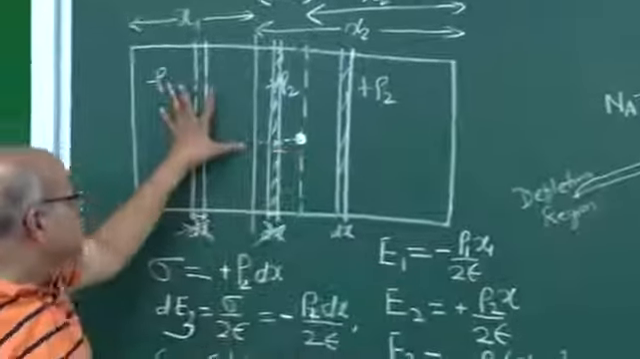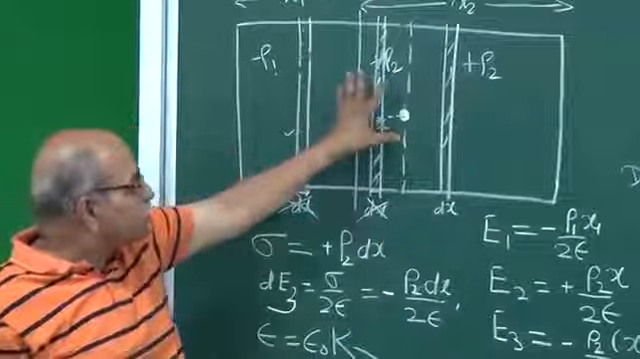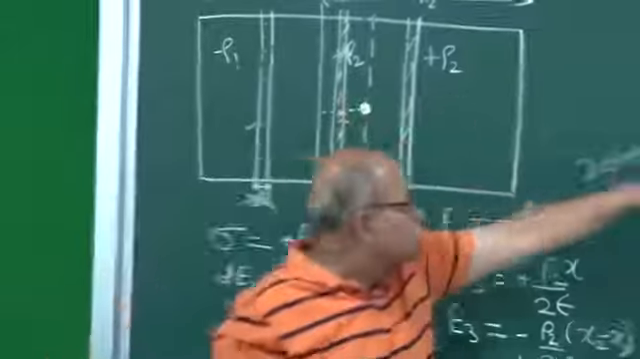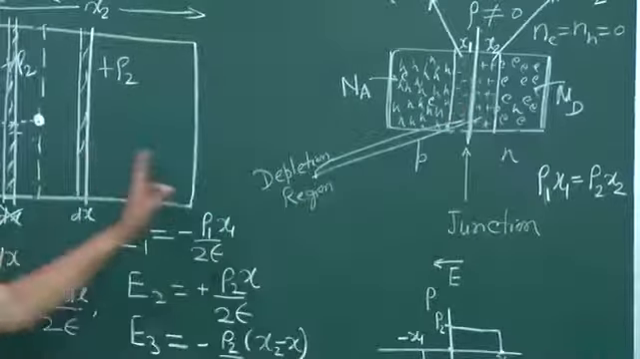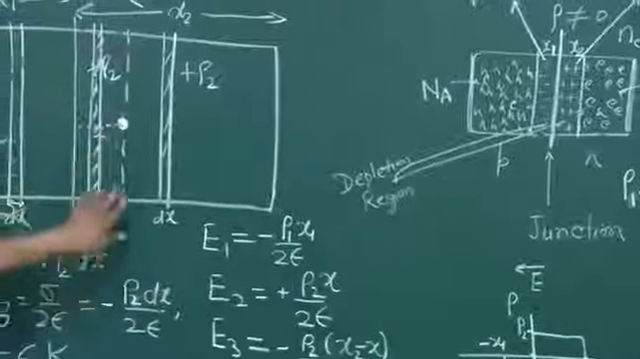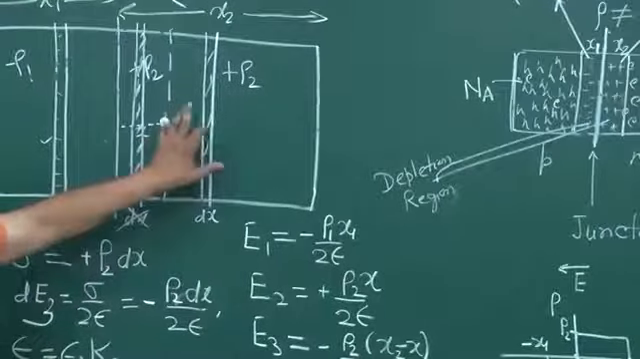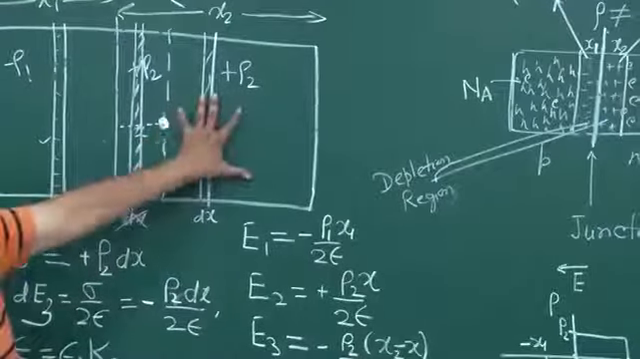So because of this, E2 is from the other side of the depletion region, but only from the part which is left to this point where I am calculating the electric field, and E3 is the electric field due to the rest of the system. So this is the thing. Now you calculate what is the total.